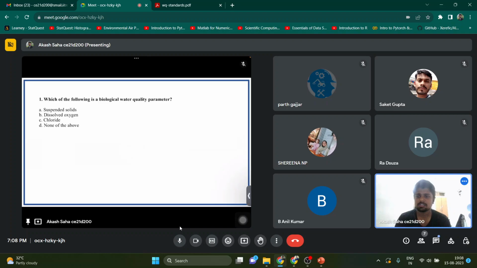I think I already asked, but still okay. Which of the following is a biological water quality parameter? We have suspended solids, dissolved oxygen, chloride, and none of the above. So which of the following is a biological water quality parameter? None of the above. Okay. Anybody else? DO. Okay. It's DO. So just think closely. Is DO a biological parameter or a chemical parameter?